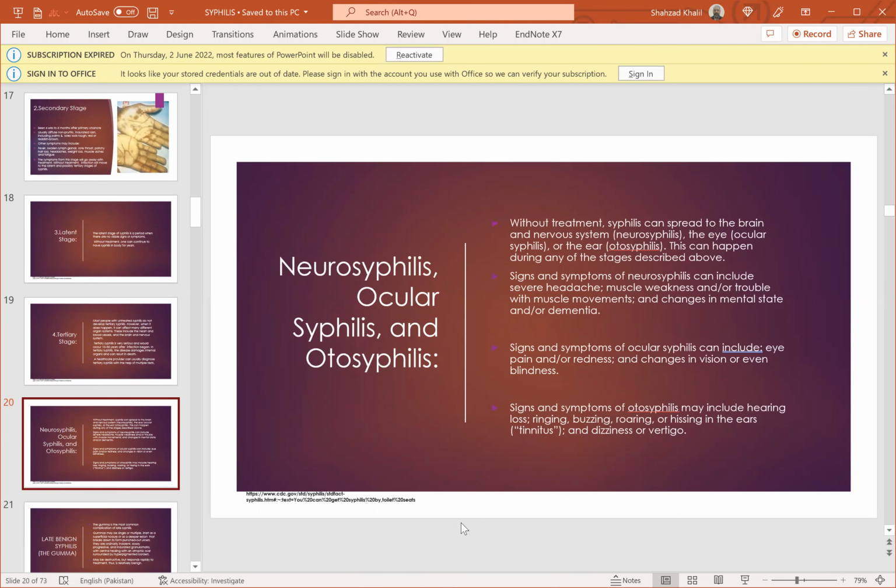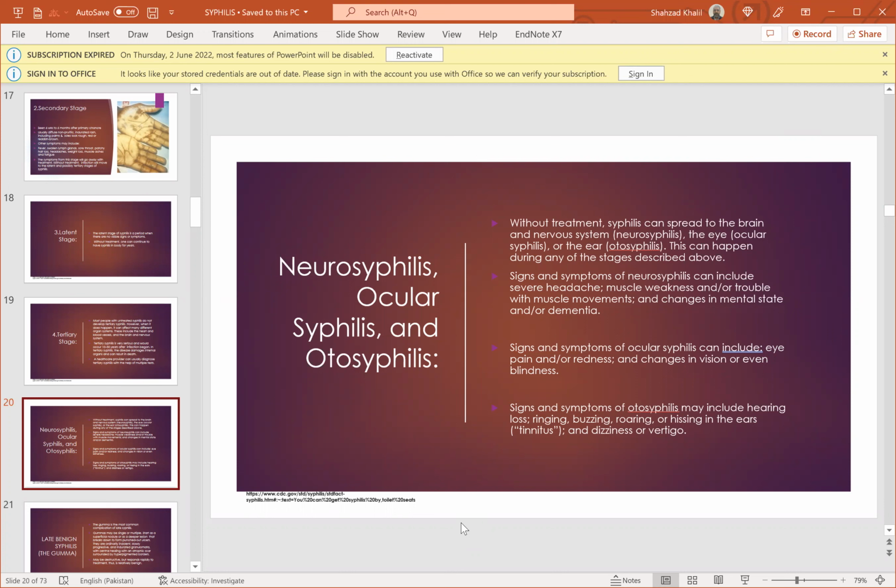Neurosyphilis, ocular syphilis, and otosyphilis. Without treatment, syphilis can spread to the brain and the nervous system, to the eyes and the ear. This can happen during any of the stages described above. Signs and symptoms of neurosyphilis can include severe headache, muscle weakness and trouble with muscle movements, and changes in mental state and or dementia.